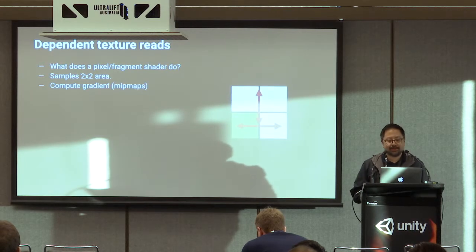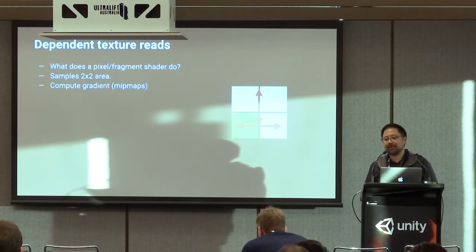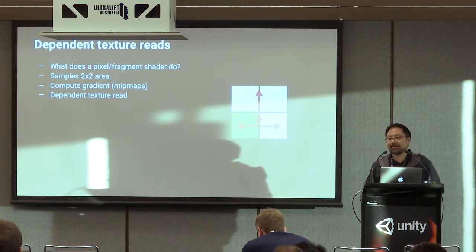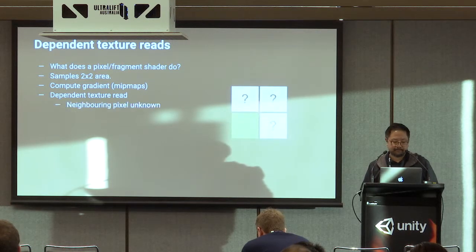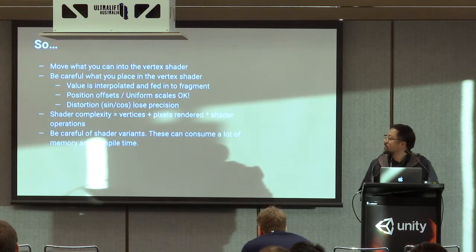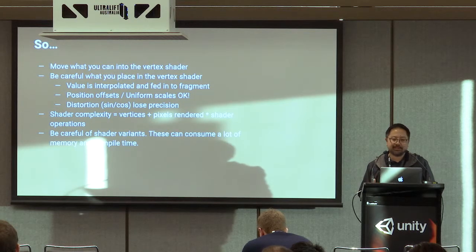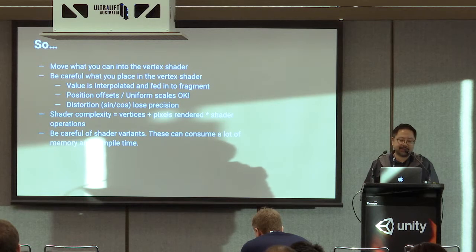So the issue with the dependent texture read, where you're modifying UV in the pixel shader, is that it doesn't know what its neighbor is when you do that. So it can no longer calculate those gradients efficiently. That's why you should move your UV calculations into the vertex shader. Move everything into the vertex shader, but be careful. Position offsets and scales are okay, but if you do something like a sine or cosine value, it doesn't work that well. It depends on how tessellated your mesh is.